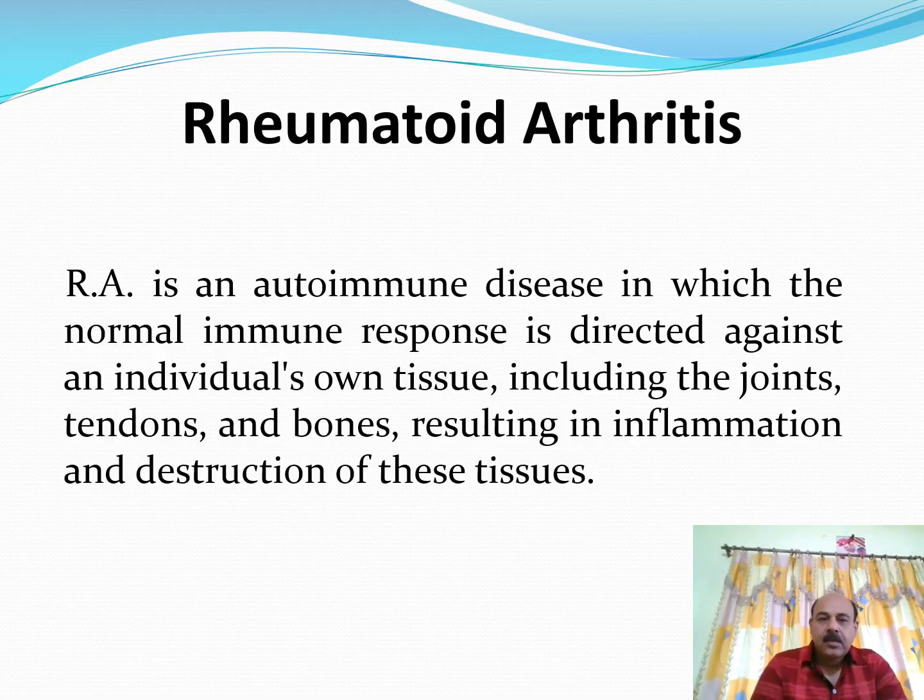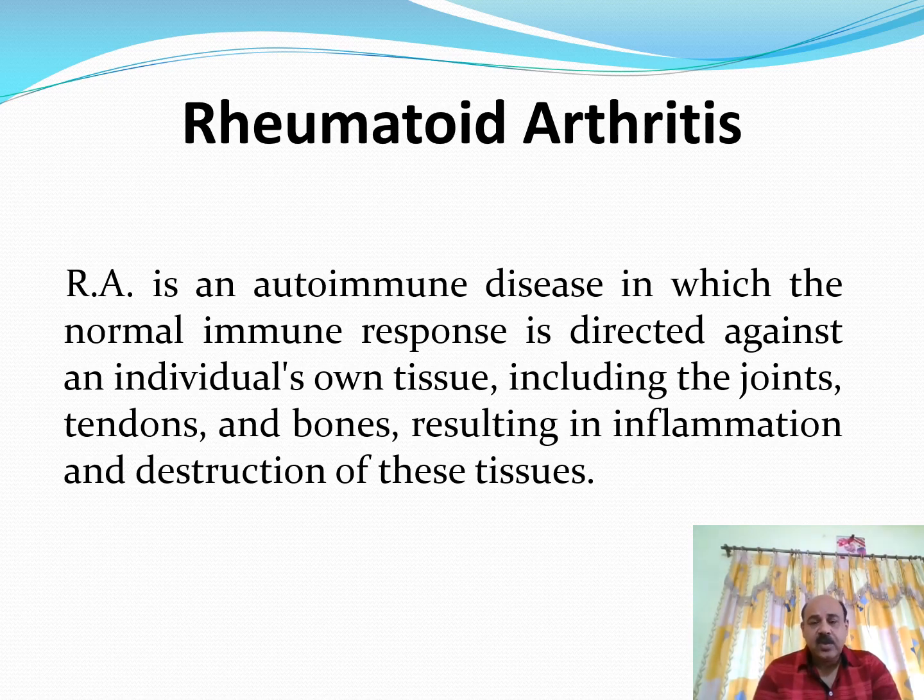Rheumatoid arthritis. RA is an autoimmune disease in which normal immune response is directed against an individual's own tissues, including the joints, tendons, bones, resulting in inflammation and destruction of these tissues. Now, this definition is very simple and self-explanatory, but still it requires a little bit of discussion. Like, RA is an autoimmune disease. Now, this word has got two components. One is auto and second is immune.